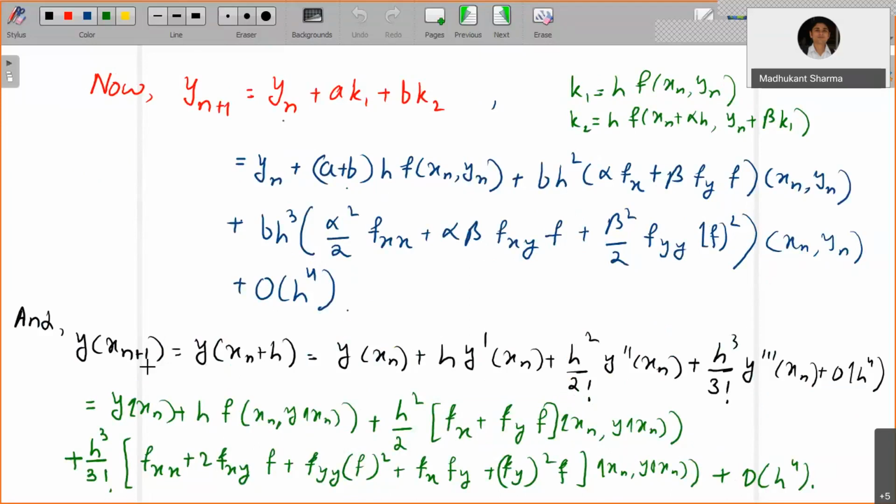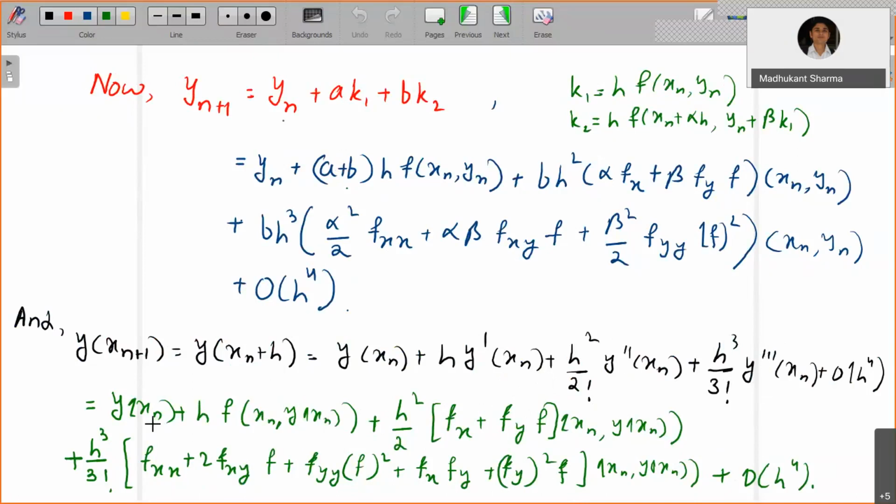Now, if you compare with the Taylor's approximation, because Taylor's approximation gives you y at xn plus 1, which equals y at xn plus h. So you open up, then replace the y dash by f of x and yn, y double dash by fx plus fy times f that we have already derived. The third derivative we have also derived, that is also replaced. Now compare these two expressions on the right side.